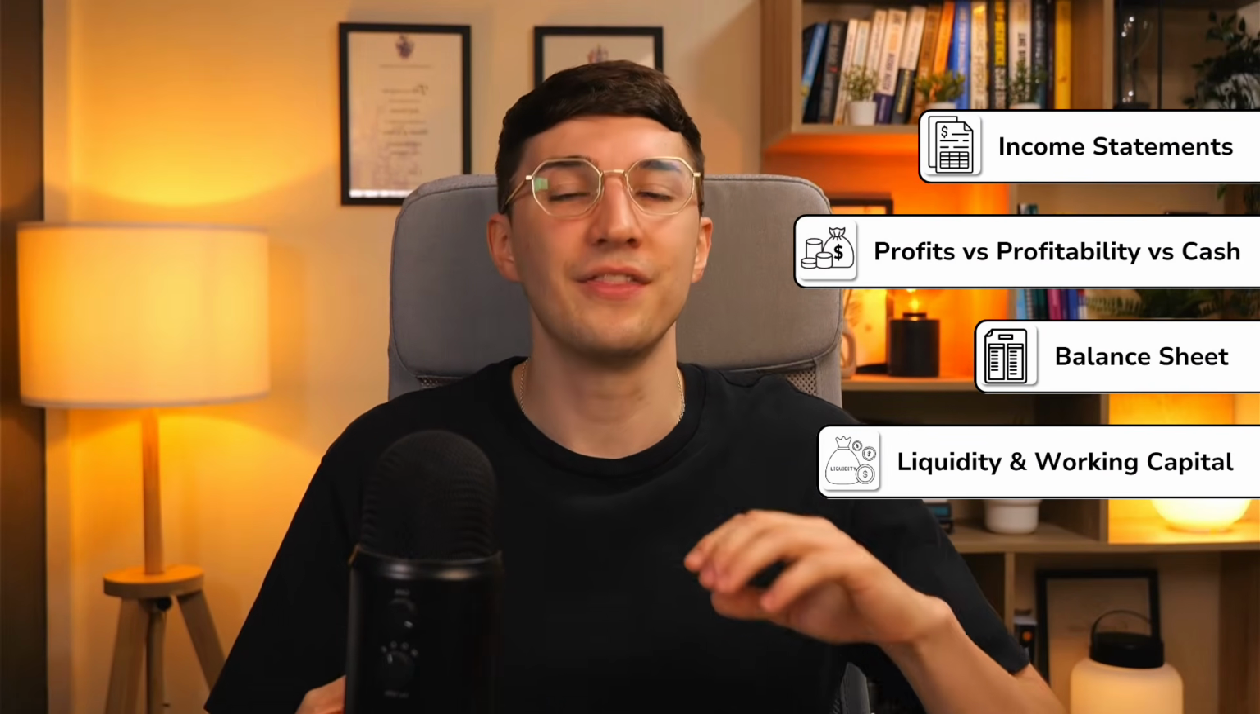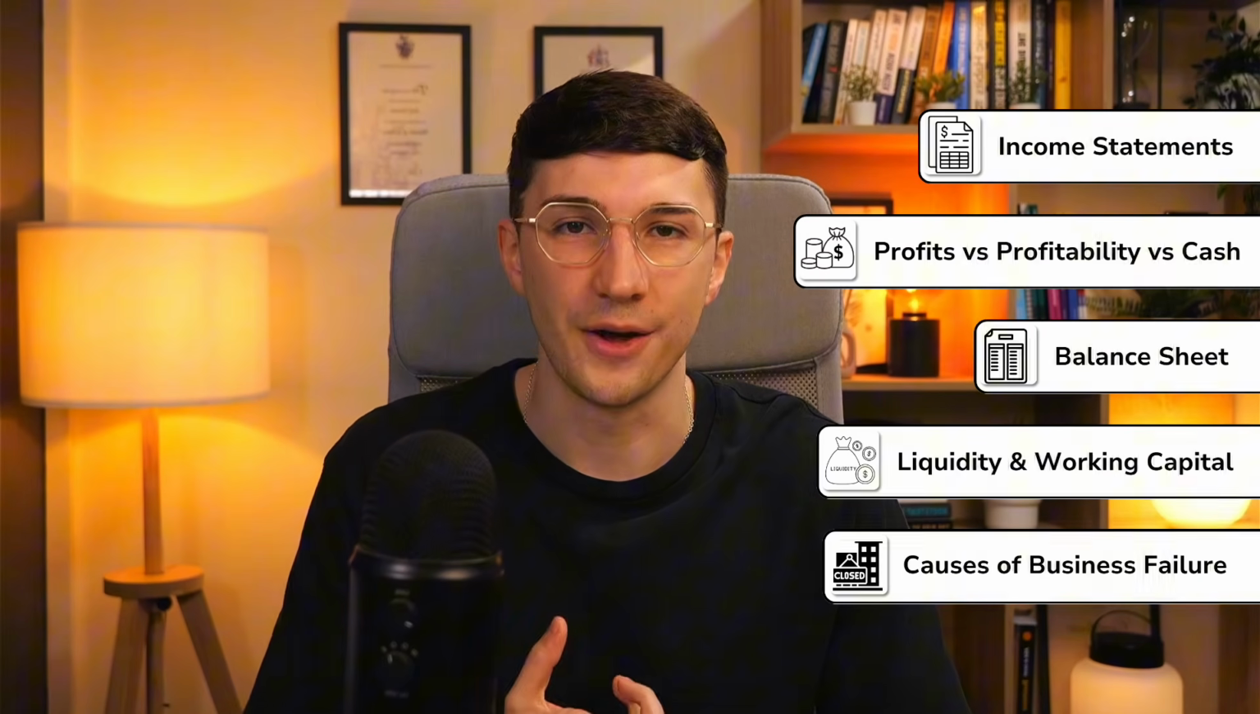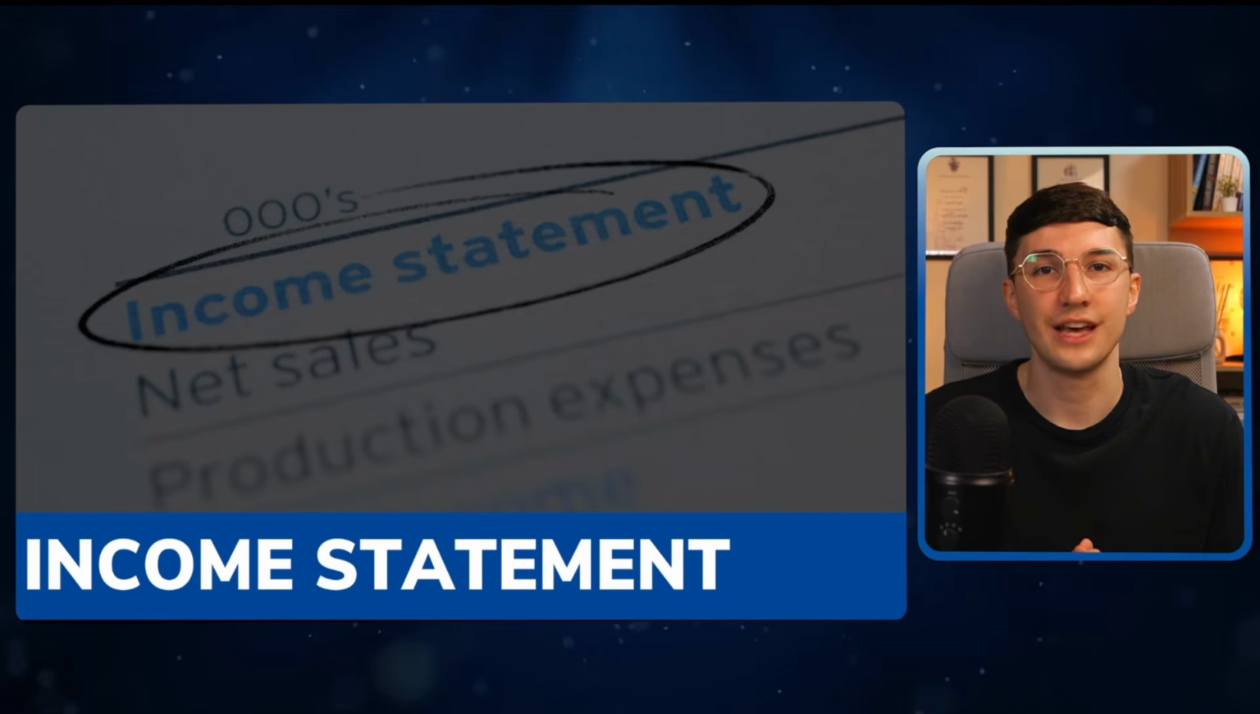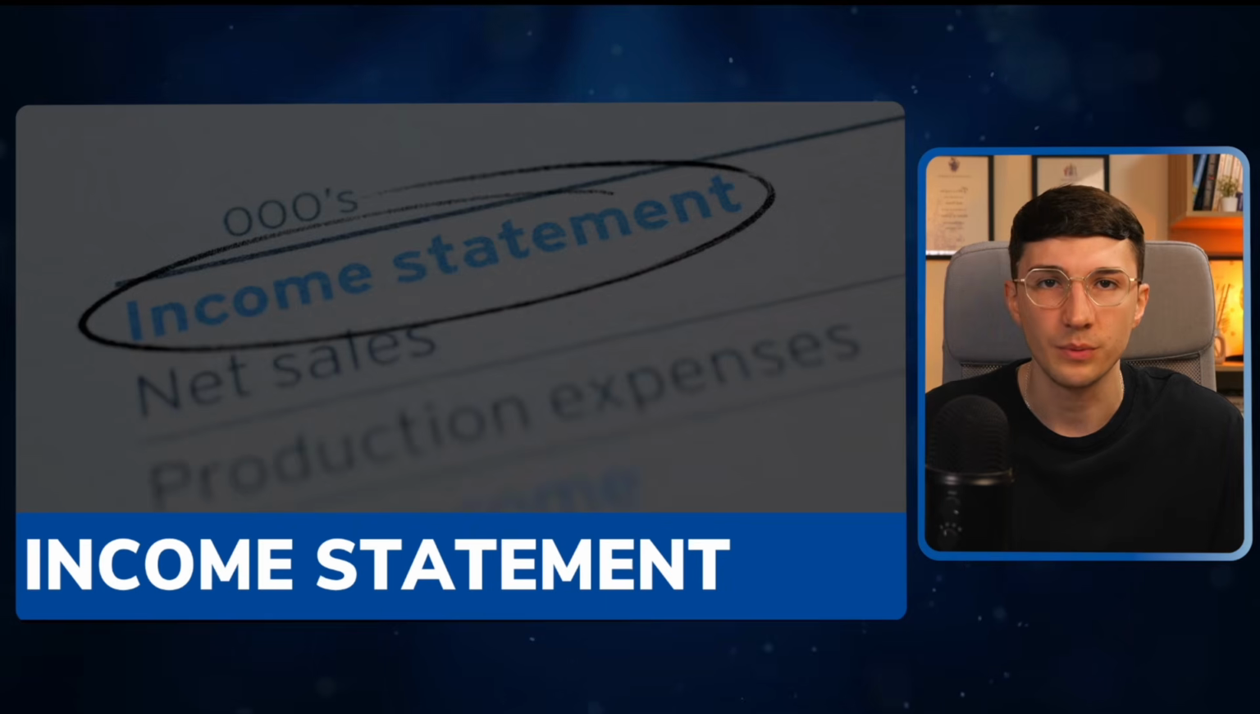Then we'll take a look at what a balance sheet is and all the key components. Then we're going to get into some important liquidity calculations such as the current ratio and the acid test ratio. And then we'll finish this session up looking at what working capital is and the different causes for business failure. Let's get into it. Now, the very first topic that we want to look at in this revision session is taking a look at what an income statement is.